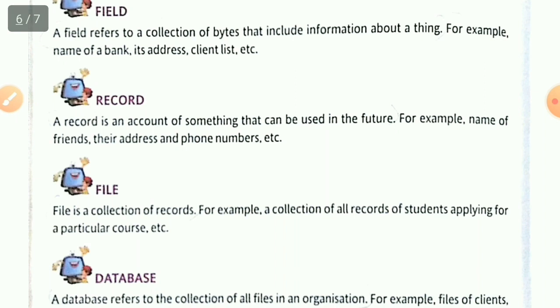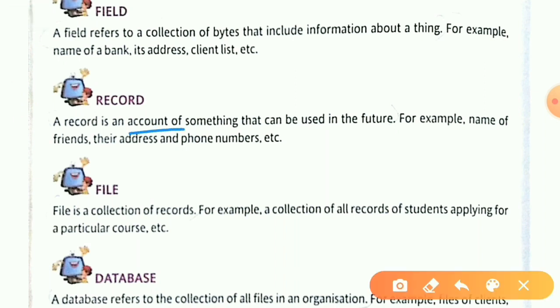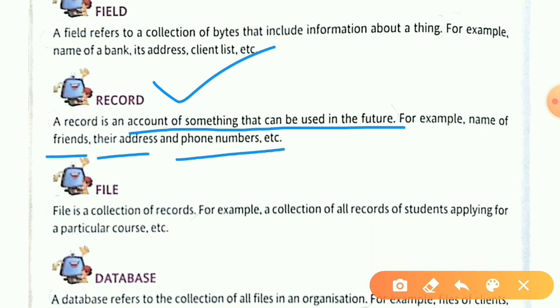Now, see, a record is an account of something that you can use in the future. Such a thing is basically a record. For example, name of friend, their address, their phone numbers, etc. Now, for understanding this record, let us assume you are saving a mobile phone contact number in your mobile. Then some fields it is going to ask you over there. Yes, such an interface you might be getting.